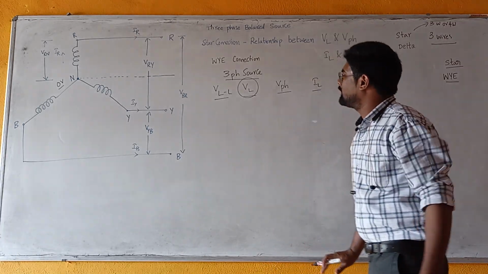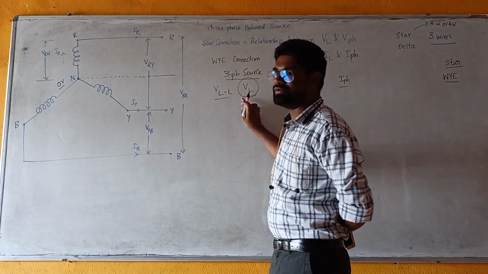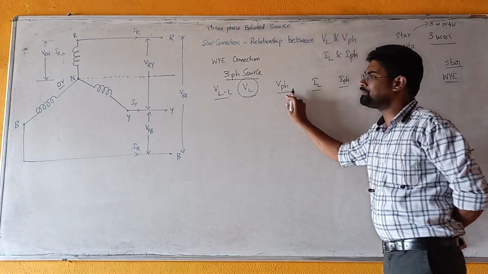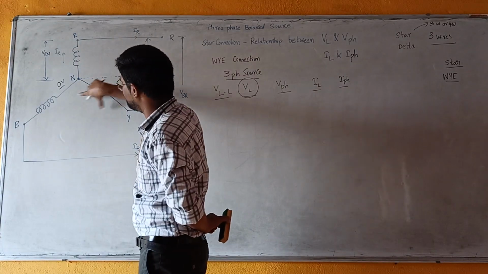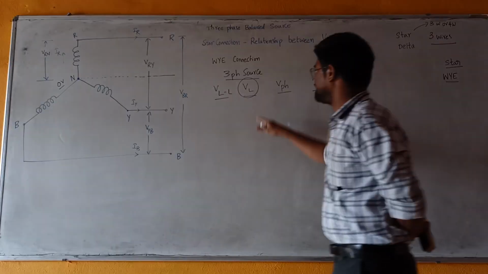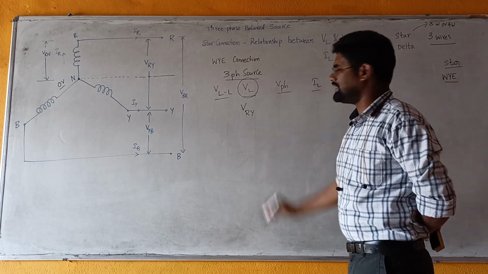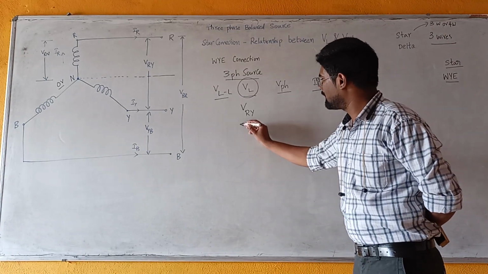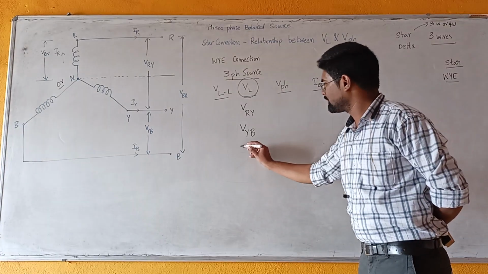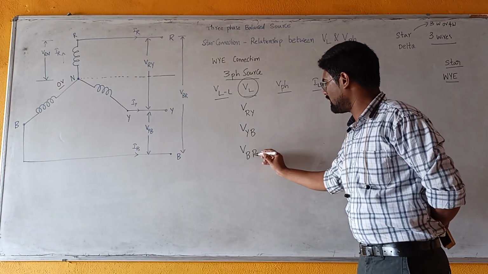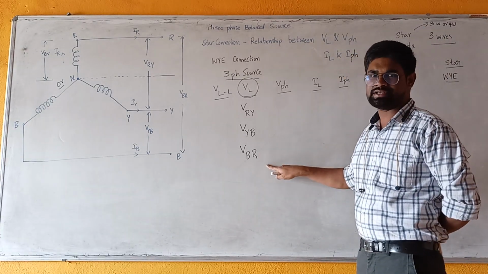First of all, what is line voltage? Voltage between any two live wires is line voltage. Voltage across each coil is phase voltage. First let us write the line voltages. The voltage between the R line and Y line is a line to line voltage. The voltage between the Y line and B line is also a line voltage, and so is the voltage between the B line and R line. These are the three line to line voltages, simply the line voltages.